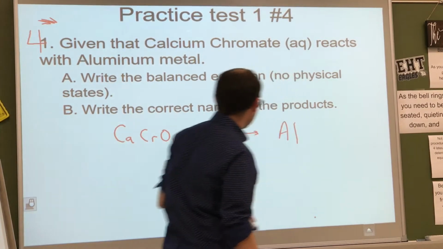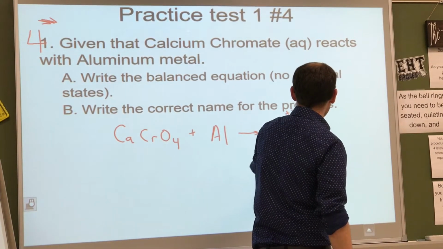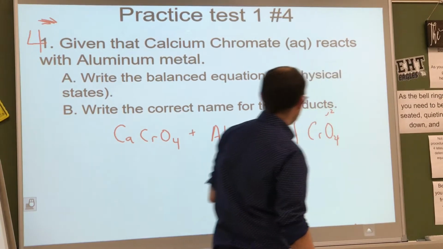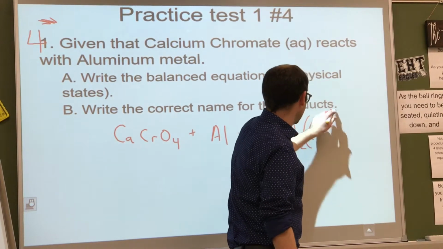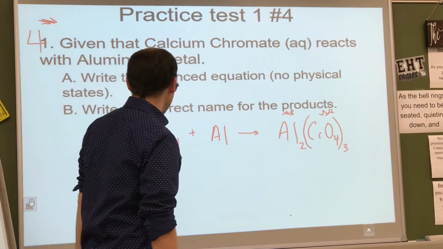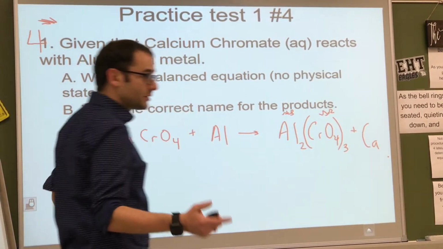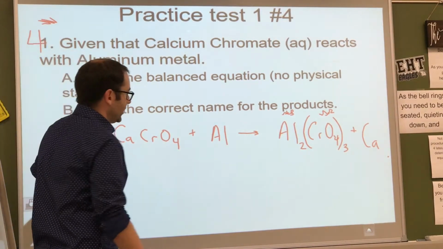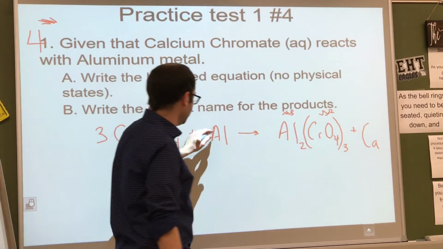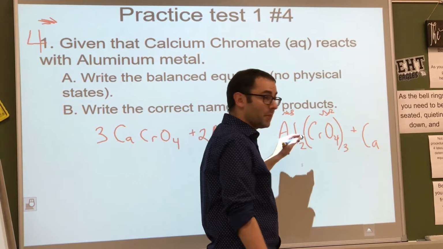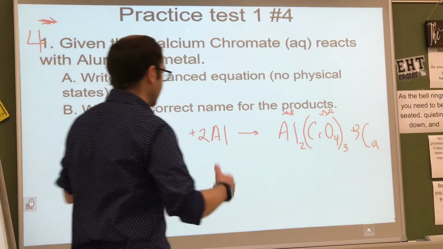Aluminum's going to go with what? Chromate, okay. So aluminum is +3, chromate is -2. All right, so to balance it out, we'll have 2 aluminums, 3 chromates, right? All right, and then plus what? Ca. Okay, is it balanced? No, to balance it, what would you put in front of the calcium chromate? 3, okay, good. And then in front of the aluminum? 2. In front of the aluminum chromate? Just a 1, okay. And then calcium? 3, okay. So now we have it balanced.